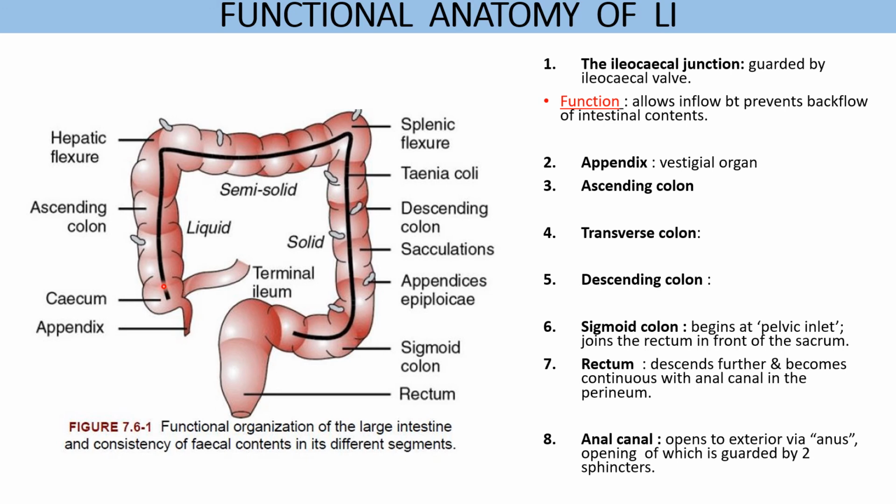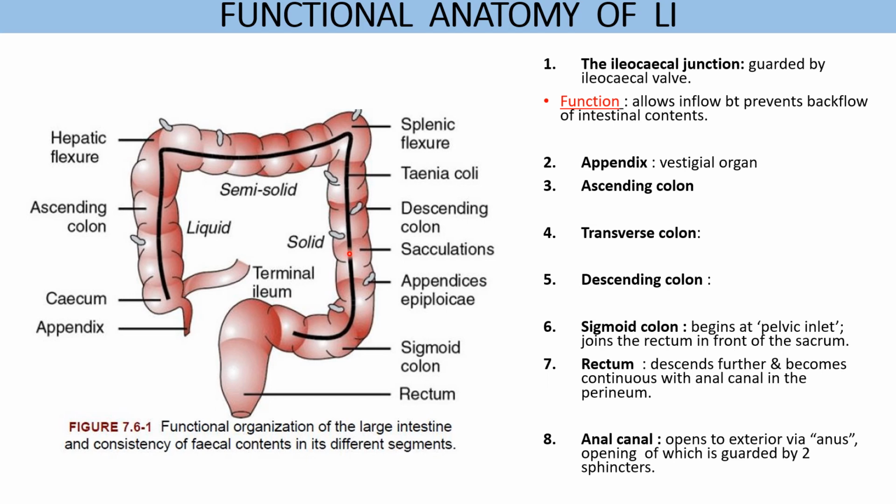Then the ascending colon extends upwards from the cecum up to the liver, and then it bends towards the left side to form the right hepatic flexure. Then the colon continues as the transverse colon, and after reaching the spleen, again it bends to form the left splenic flexure and continues as the descending colon.